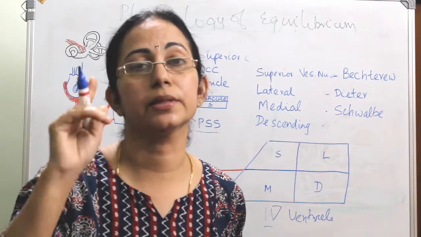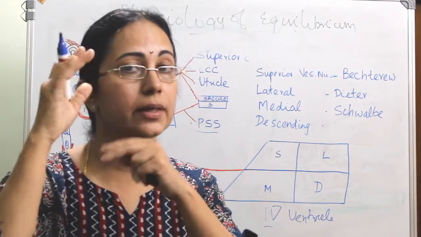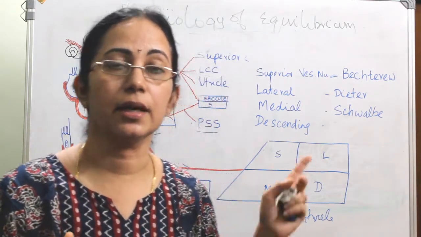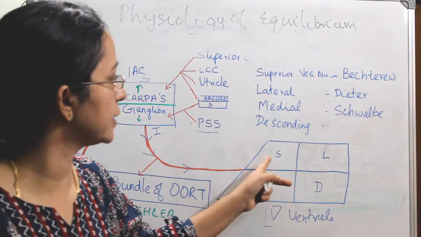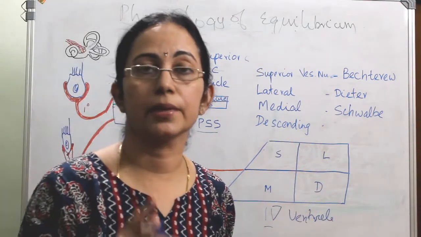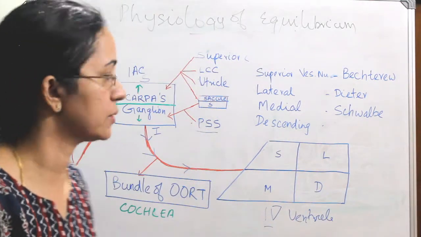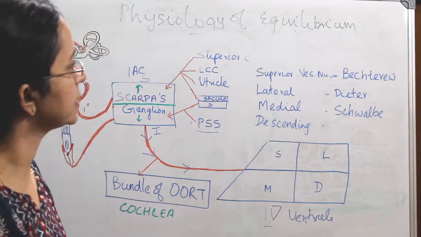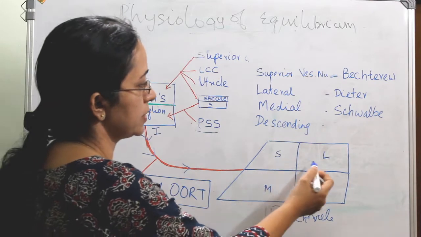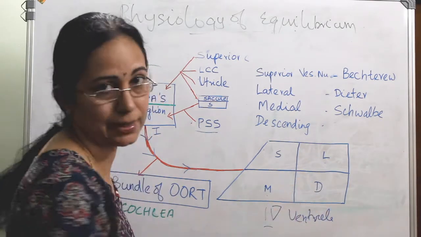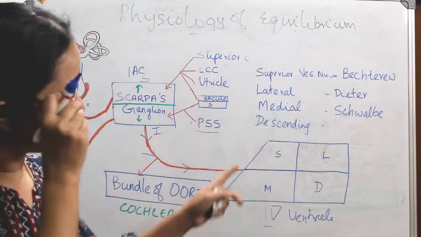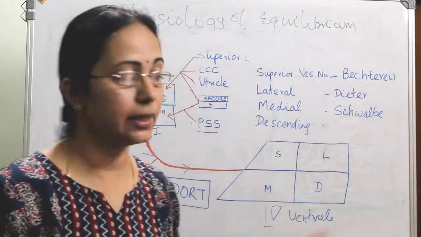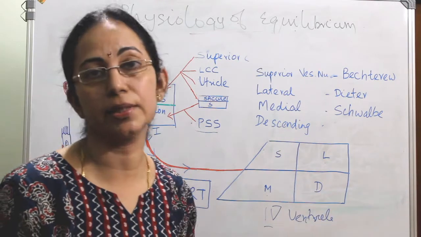Now you have to remember the 7th and 8th nerves. They are nearby at the pontomedullary junction. At the floor of the 4th ventricle lies the vestibular nucleus, and this vestibular nucleus has 4 divisions or 4 parts. It is the superior vestibular nucleus, lateral, medial and descending. It is not superior, lateral, medial and posterior. Don't think like that. Instead of posterior, there comes the descending fibers.